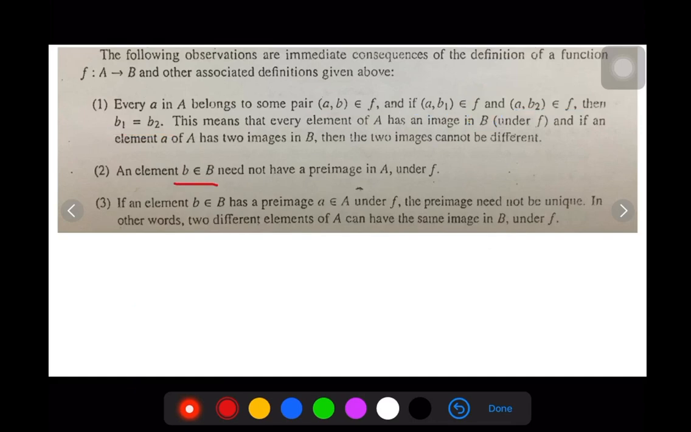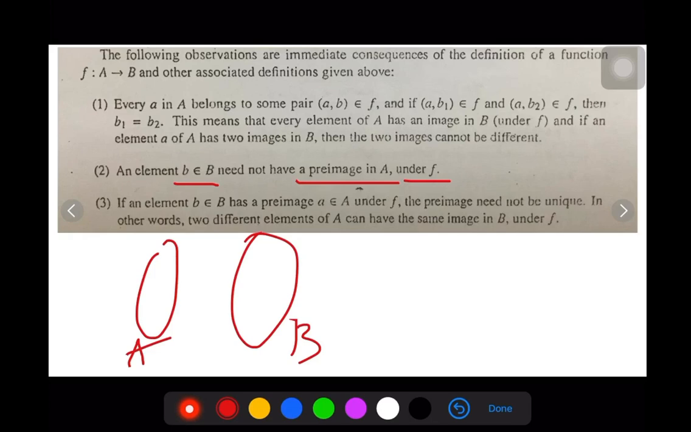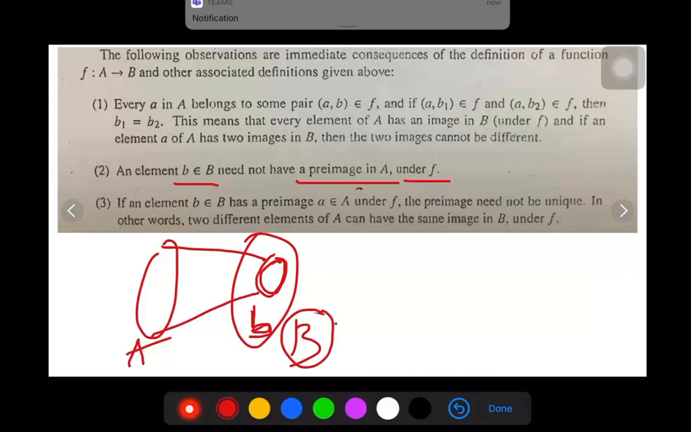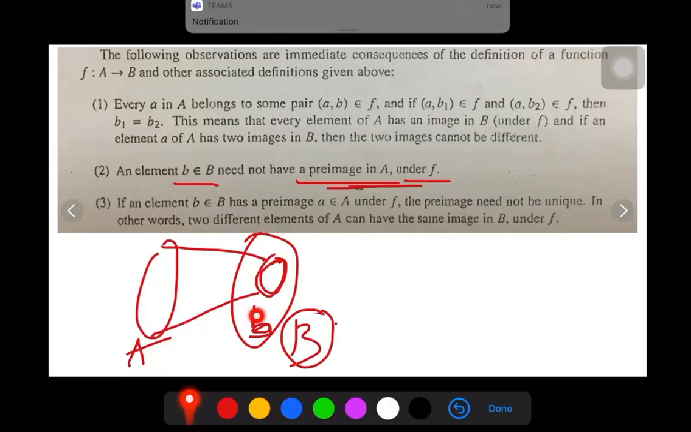Definition: an element B in B need not have a pre-image under F. So this is another condition. B is here, an element outside the subset. There is a B which is outside this subset, and still it is in B. It's not an image. This is not getting mapped onto any values of A. There are extra elements here in set B which are not mapped. So that is another condition.